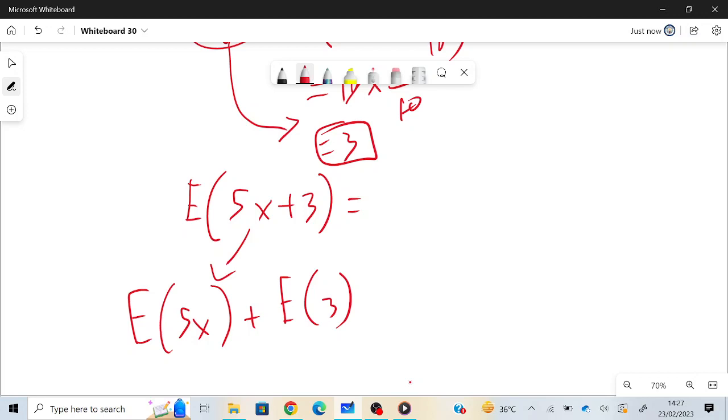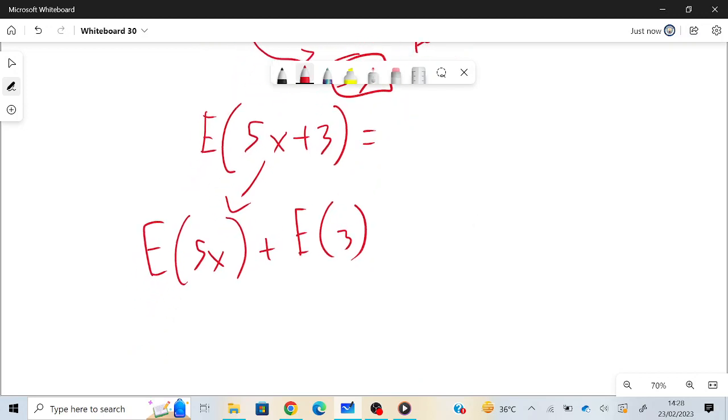So that's for expectation. Expectation, or they could ask you expected mean, or they could ask you expected value. These three, they all mean the same thing, just different ways of saying it. Now the other part that we have here is variance.